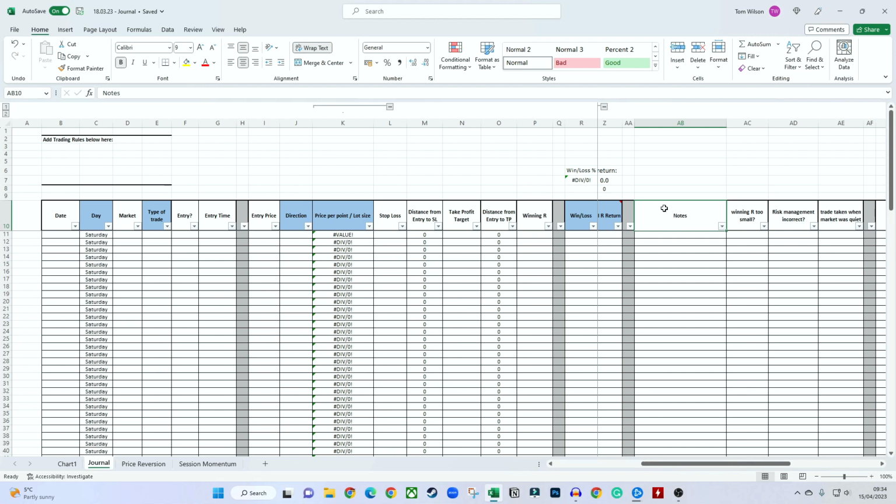And then I'll list a few mistakes that might occur during the trade. So things like, could I have made the winning R a bit larger? Did I get out too early? Was my risk management correct or incorrect? Did I take the trade when the market was too quiet?